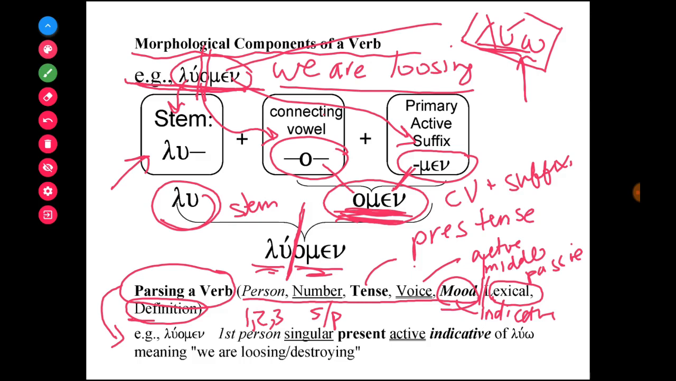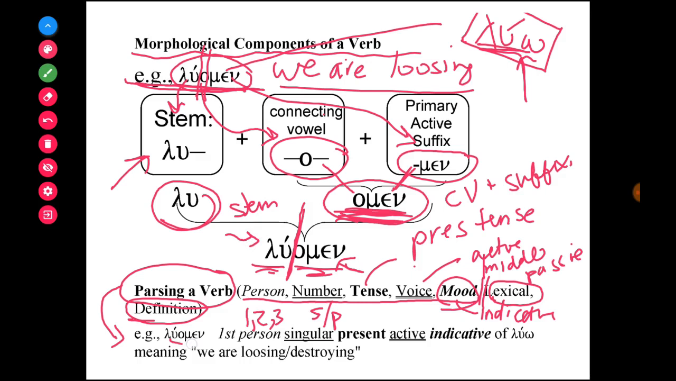And what that does is, whenever you look at the end of the verb, it tells you whether it's first, second, third person, whether it's plural, whether it's an active voice or not. Lu tells you what the verb means in a particular tense.